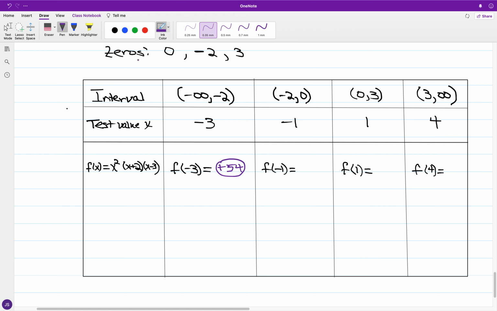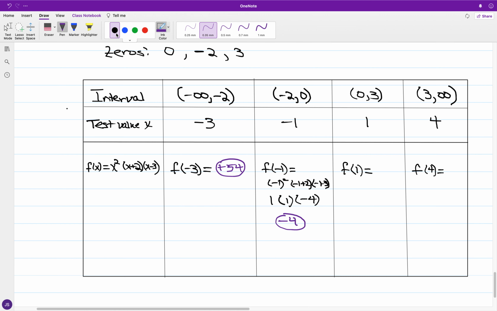Okay, now for f of -1. So I have -1 squared times -1 plus 2 times -1 minus 3. So -1 squared is 1. -1 plus 2 is 1. -1 minus 3 is -4. So this output is -4.